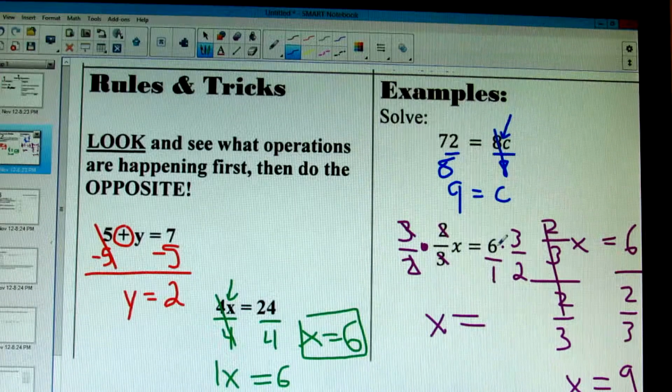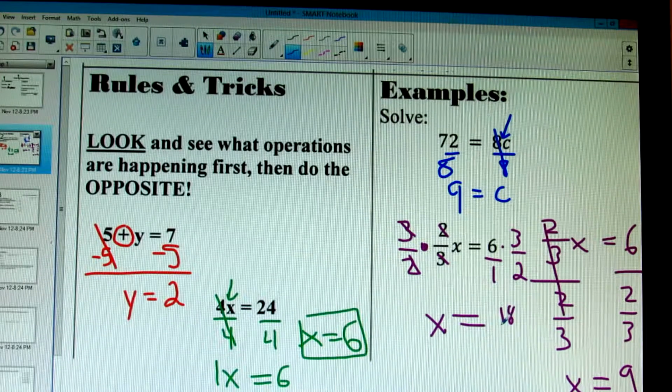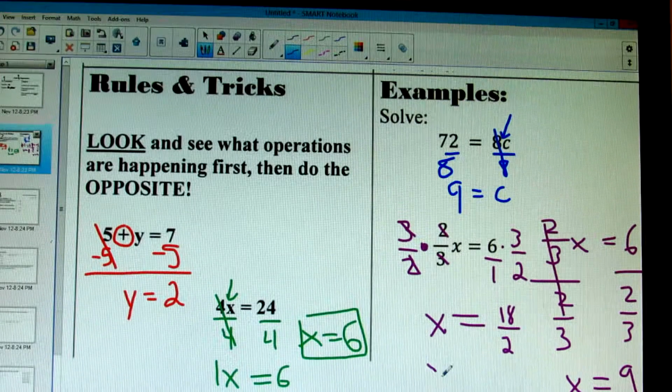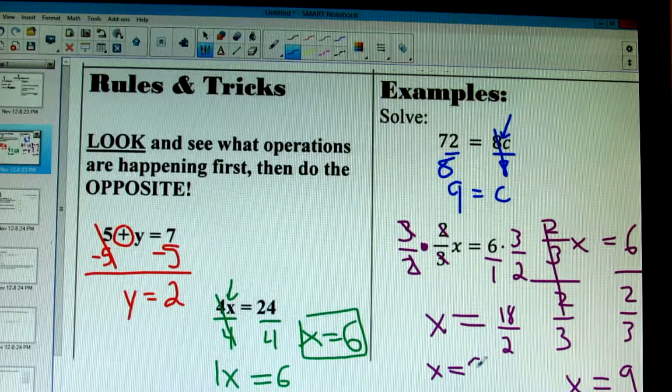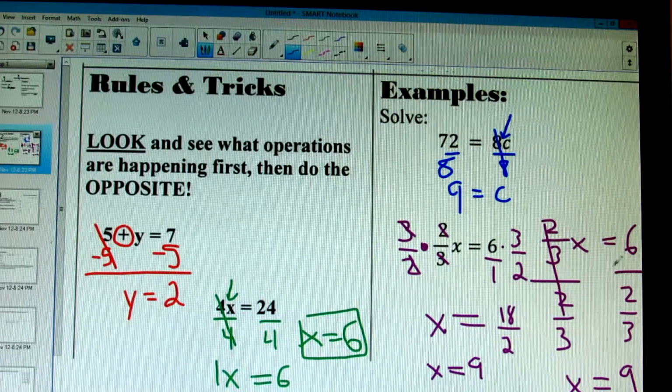6 over 1. 6 times 3 is 18. 18 over 2. That's the same thing as 9, right? 18 divided by 2? That's 9. So 2 different ways of doing it.